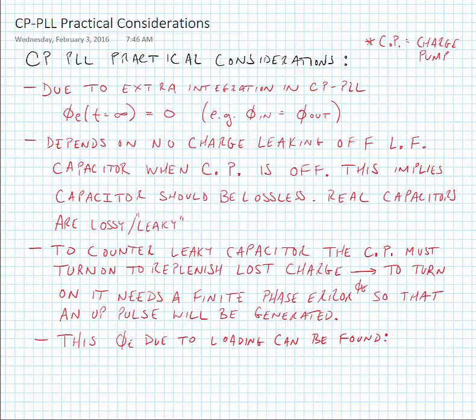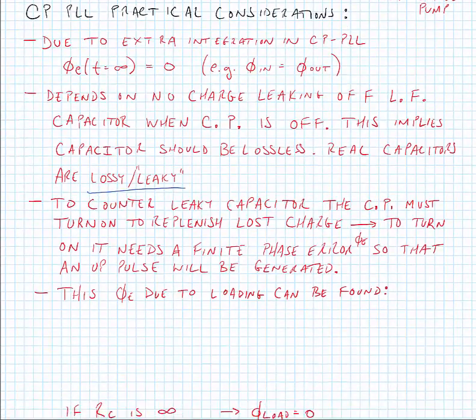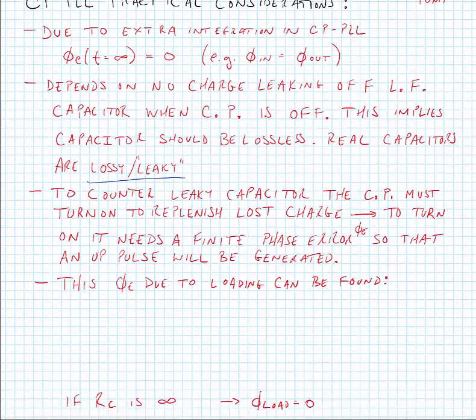Now, this can depend on no charge leaking off of the loop filter capacitor when the charge pump is off. And this implies that the capacitor should be lossless or not leaky. Now, real-world capacitors are both lossy and leaky. Leaky just means that charge has some path that it can use to exit the capacitor. So to counter a leaky capacitor, the charge pump has to turn on periodically to replenish any of the lost charge. And what this implies for it to turn on is that we need a finite phase error so that an up pulse is going to be generated.